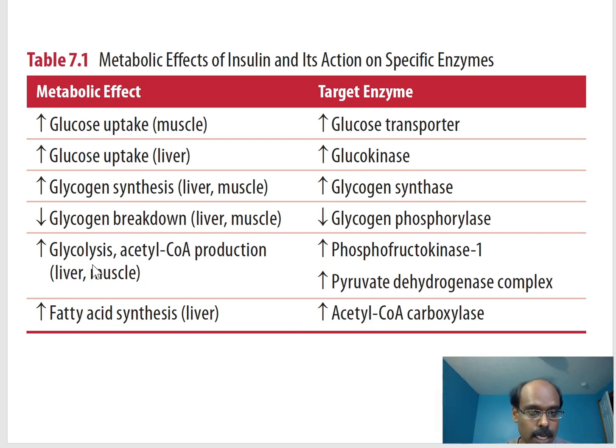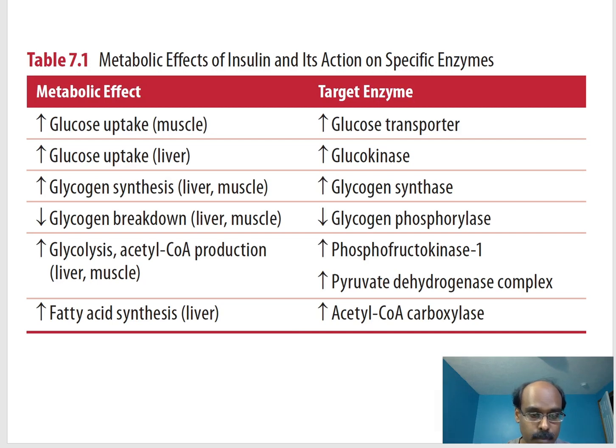Insulin also acts on increasing glycolysis and acetyl-CoA production for the TCA cycle. A key enzyme in glycolysis is phosphofructokinase, and acetyl-CoA production is via increasing the pyruvate dehydrogenase complex. Excess levels of glucose also result in increased fatty acid synthesis, and that is by activating the acetyl-CoA carboxylase enzyme.